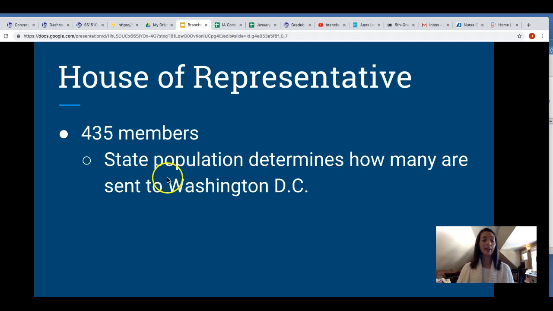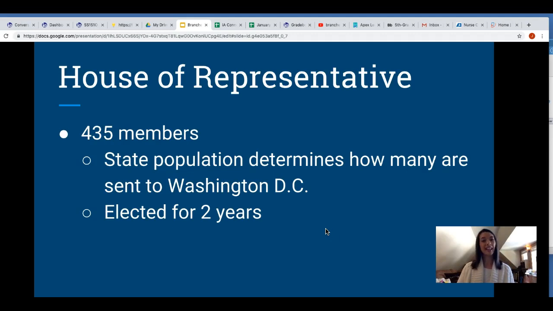So, depending on the state population, how many people are in your state, that determines how many are sent to Washington, D.C. So states that have a lot of people like California, Texas, New York, Florida, those states have more people elected to be in the House of Representatives, and that's where you get your 435 people that are members of Congress.